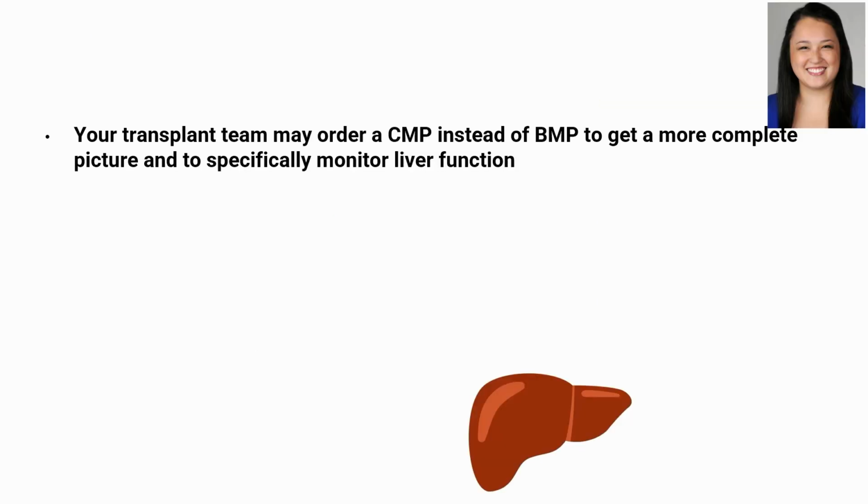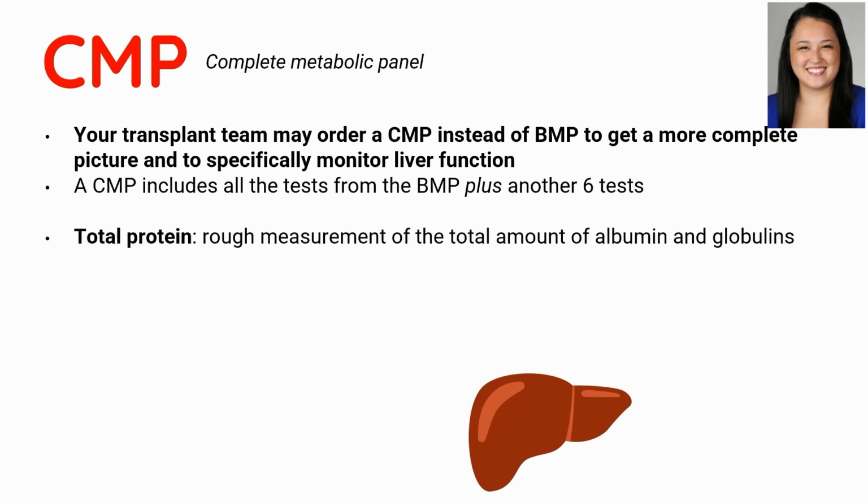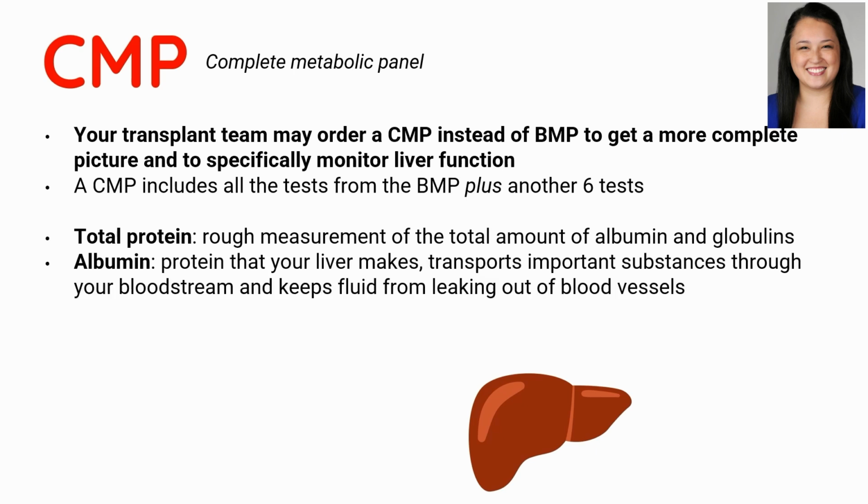But your transplant team may also order something called CMP instead of BMP to get a more complete picture and to specifically monitor your liver function. So again, CMP and BMP are routine blood tests. The difference for the CMP is that it includes all the tests from the BMP I just mentioned, plus another 6 tests. The first of these is total protein, which looks at a measurement of albumin and globulins, which are proteins that exist in the blood.